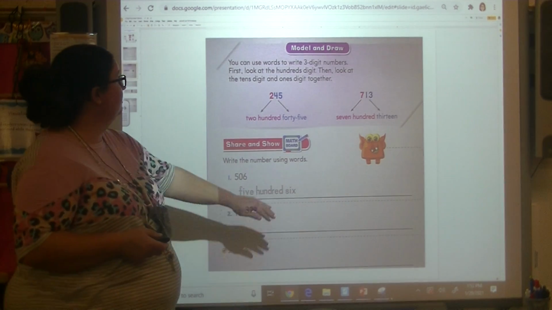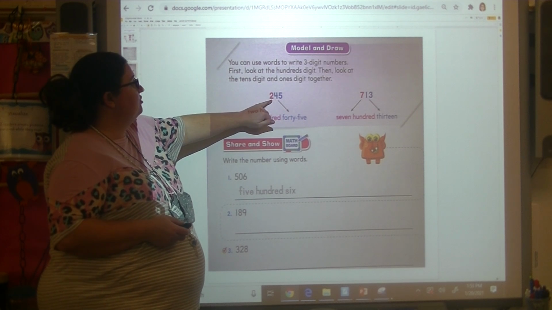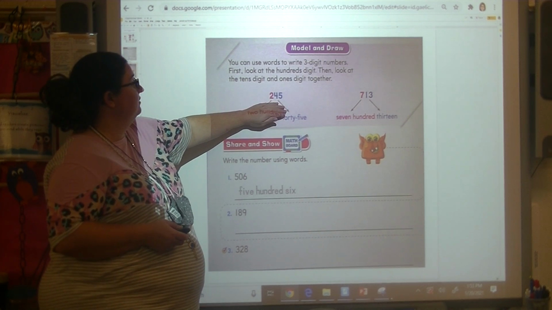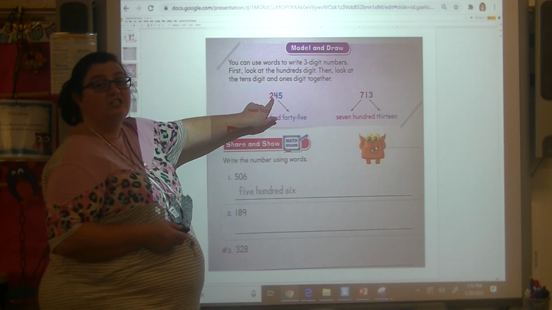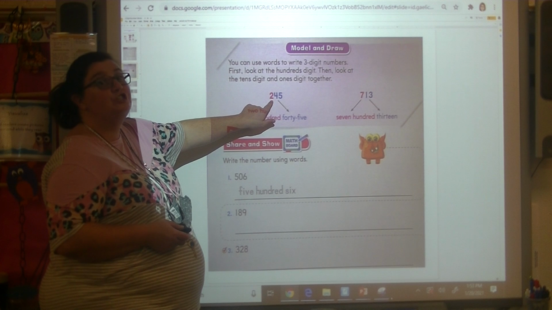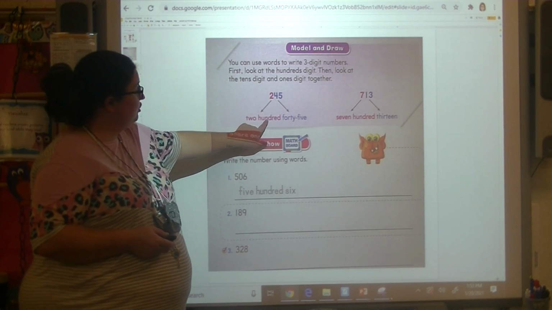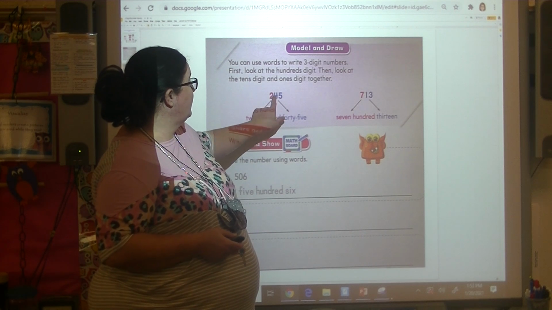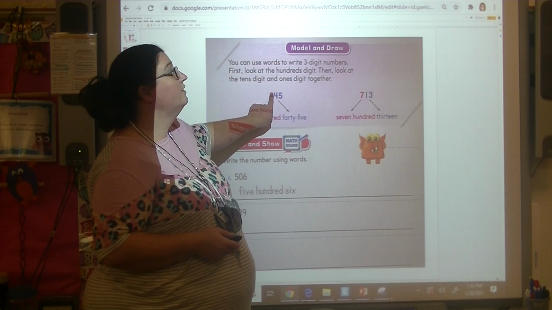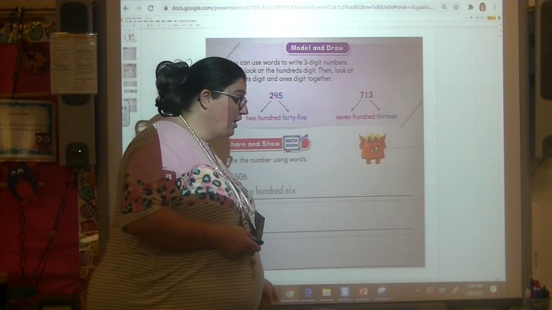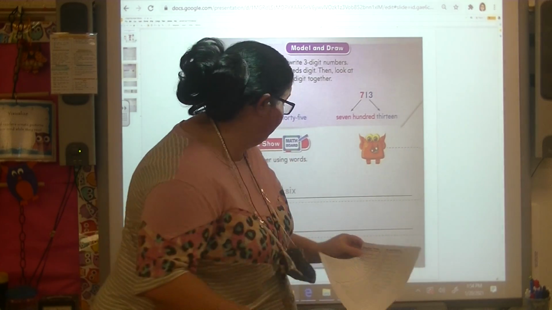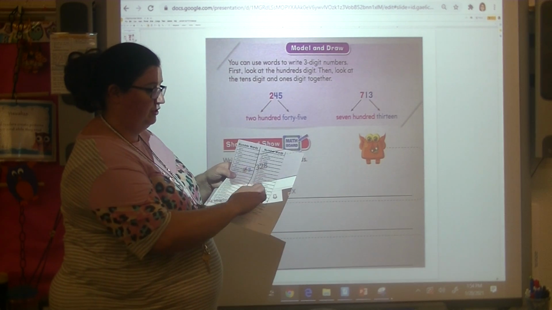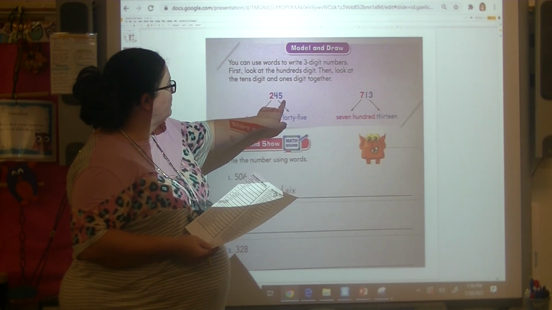So let's look at an example. Let's read this number. 245. What digit is in the hundreds place? The 2. That 2 stands for 200. So we write 200 for the 2. Now we look at the tens and ones together. What do we have? 45. So on my paper, I can look up 200 and spell it. Here's 200. Then I have 45.